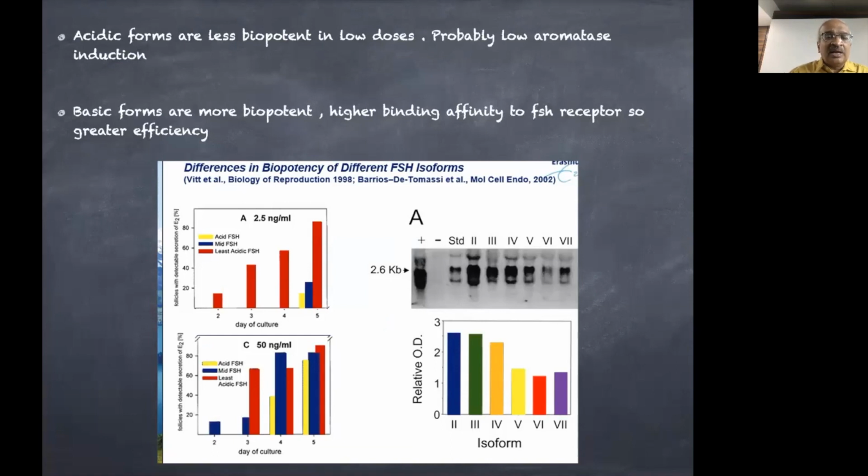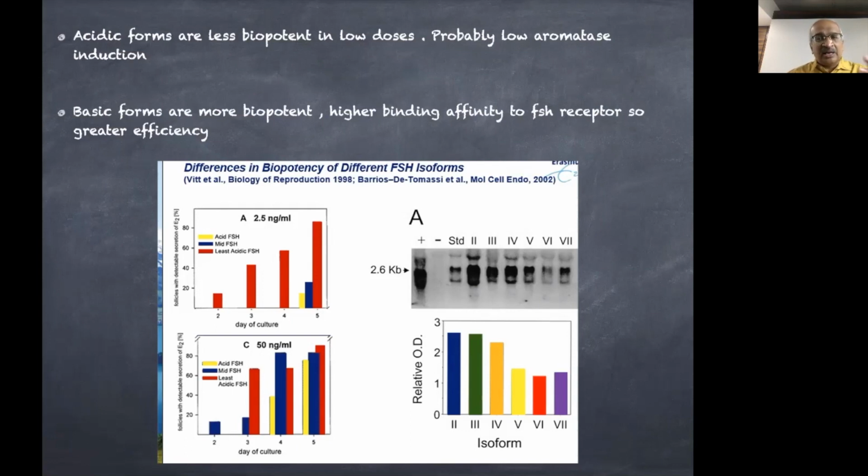And when it comes to a higher dose, then probably the acidic and basic isoforms of molecules simply act well. And this is some information which needs to be put into clinical practice: if you're using a lower dose of gonadotrophins, it's better to use more of your basic forms because they are more biopotent and they will have higher affinity. Even at low dose, they will work better.